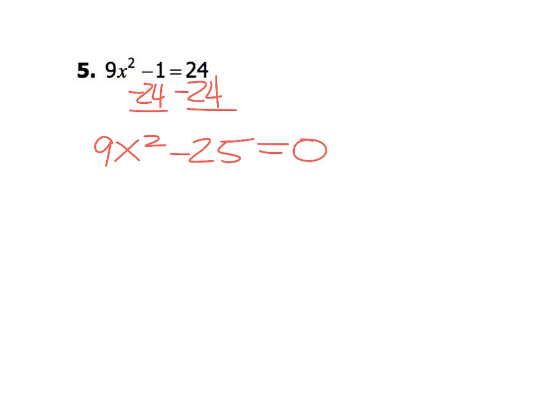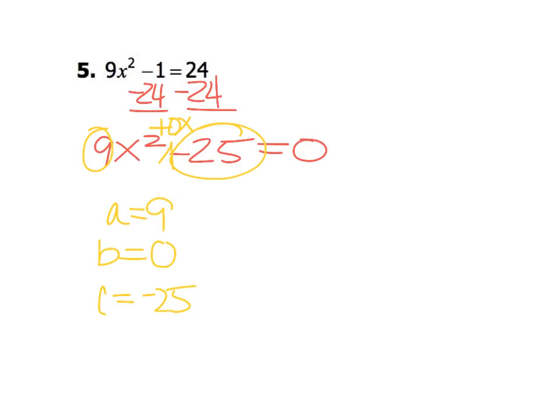Now, if we want to solve this using the quadratic formula, we have to recognize that we do not have a b here, all right? There is no bx. So if you wanted to put a placeholder plus 0x in there so that you remember b is 0, that would be a good idea, all right? Or just recognize that there's no bx. So b has to be 0. And then we know that a is 9 and c is negative 25.